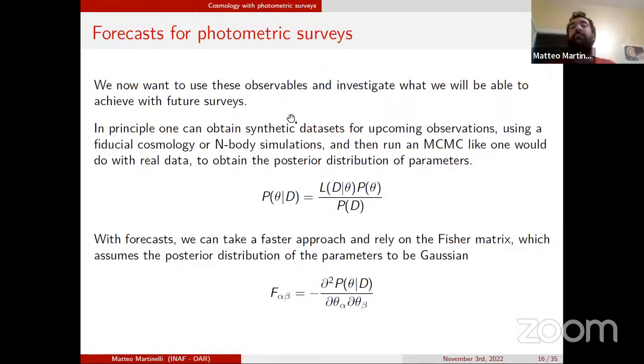And this can be done either by simulating our data set, creating a synthetic data set through N-body simulation, or even more naively, just assuming a fiducial cosmology and creating our C_ells. And then we run an MCMC like one would do with real data. Or one can use the shortcut, let's say, of the Fisher matrix. Basically, assuming our posterior distribution of the parameters to be Gaussian, we can build what is called the Fisher matrix, which is simply the second derivative of the likelihood with respect to your parameters, something that we can obtain theoretically, and obtain the constraints.